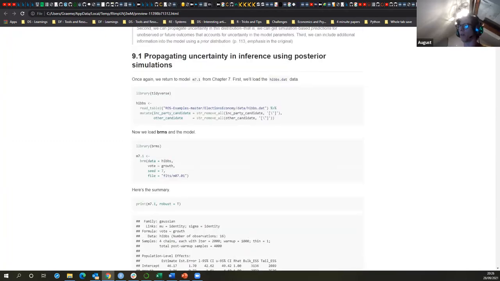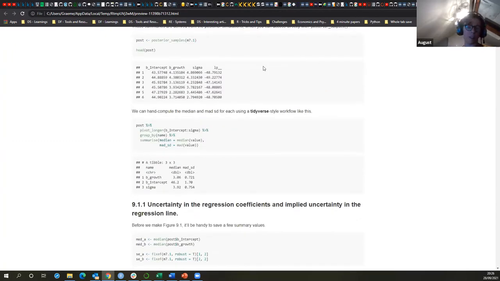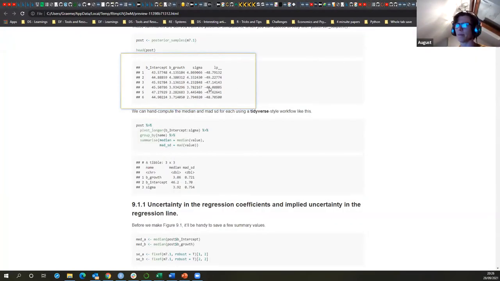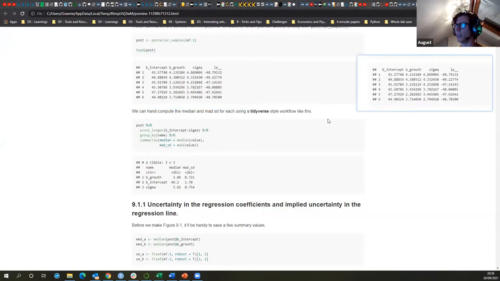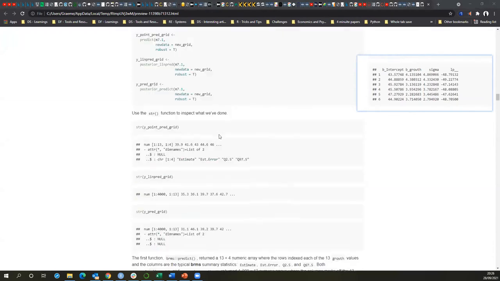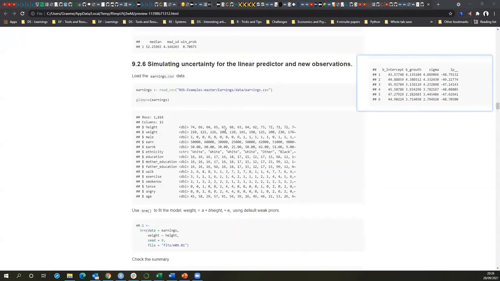I need to go back up to the top. Right, let's screenshot that. Can you see that bit on the side? Yes. Oh, okay. Yeah, you've got it there over to the side. Yes. Okay. Very nice. Okay.